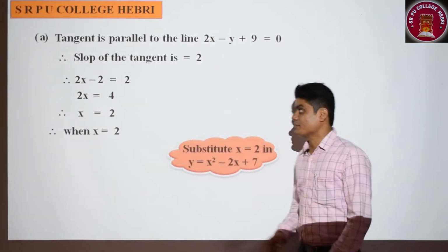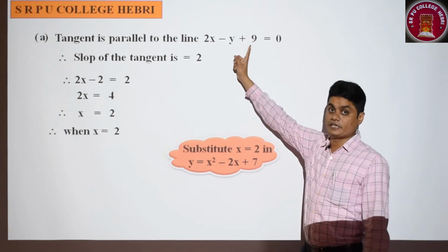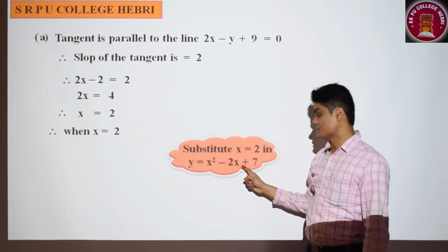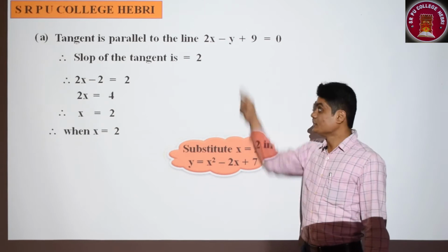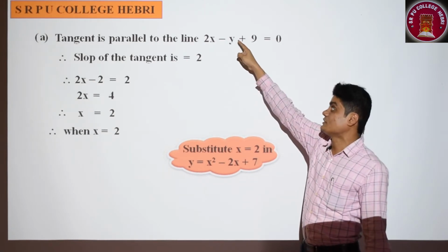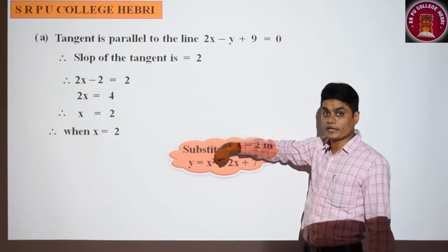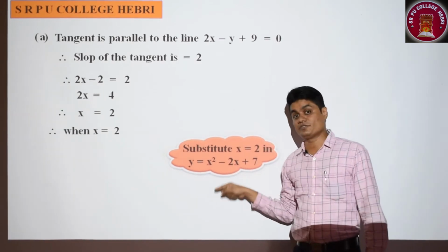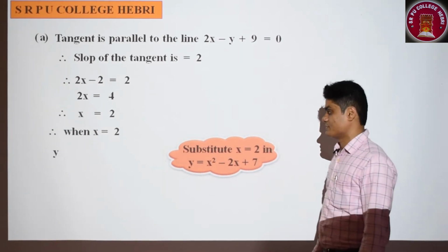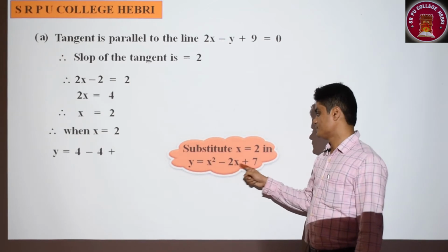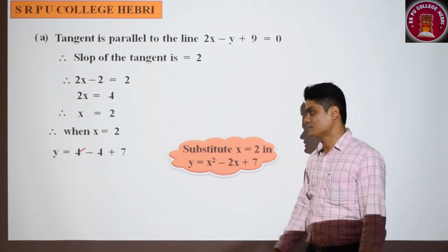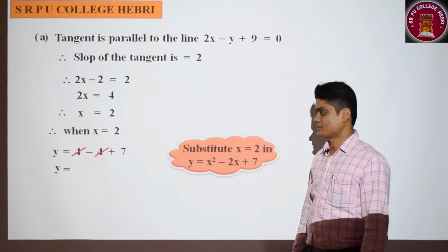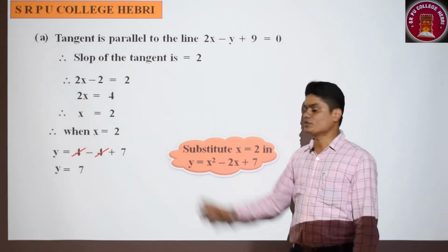Where should we substitute? Remember, you should not substitute in the equation of the line, you should substitute in the equation of the curve. The line is only parallel, there is no need that it is a line on this curve. So you have to substitute in the equation of the curve. y is equal to 4 minus 4 plus 7, plus 4 minus 4 cancel, so only 7. Correct? So we got the y coordinate of the point.